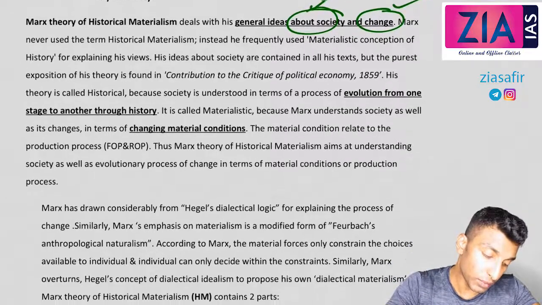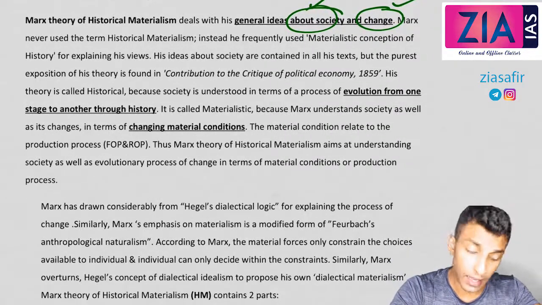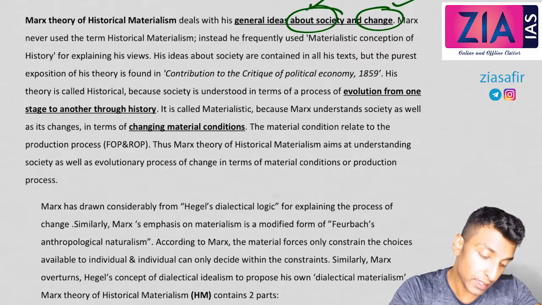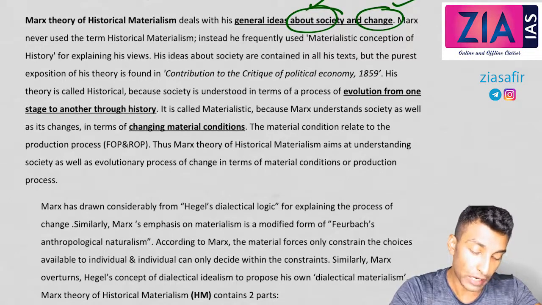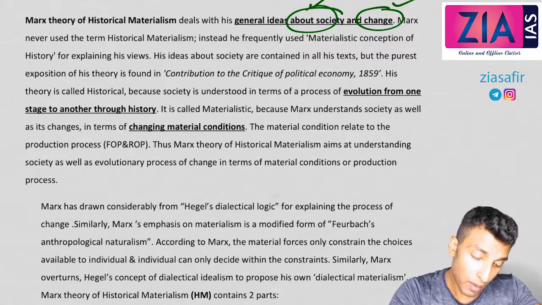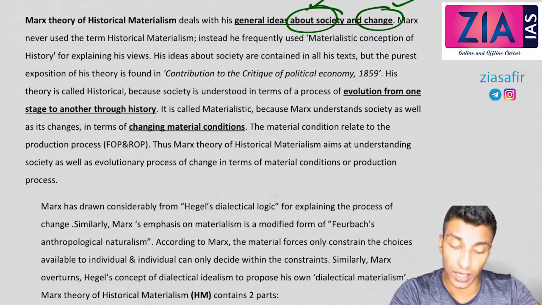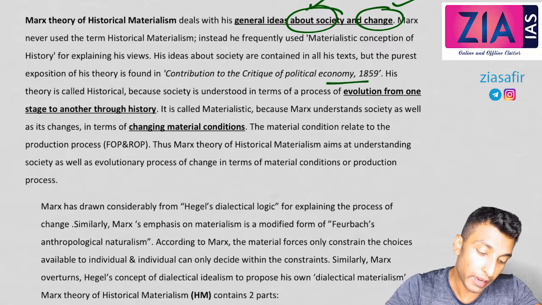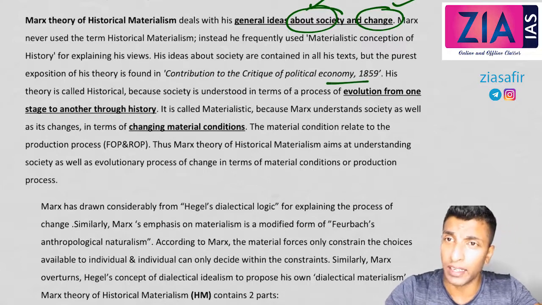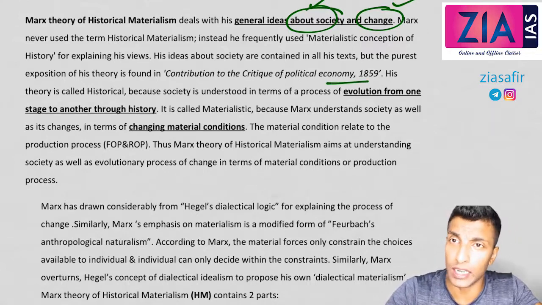Marx never used the term historical materialism. Instead, he frequently used the materialistic conception of history for explaining his views. His ideas about society and change are contained in all his books, but the purest exposition of his theory is found in Contribution to the Critique of Political Economy, 1859. You should be writing the names of the books if the question is asked from thinkers.